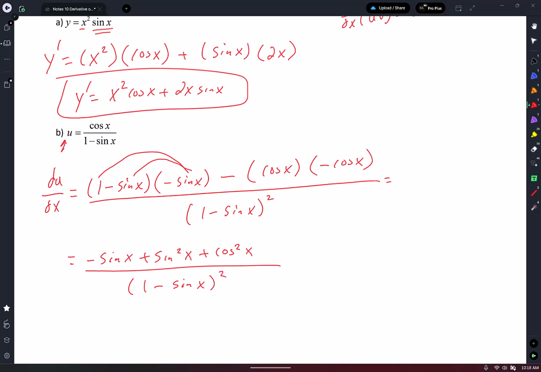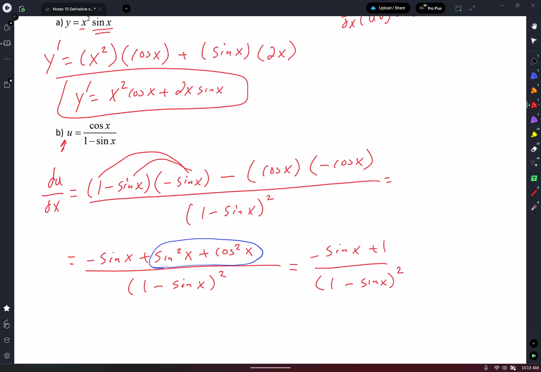Are we still okay? There should be something sticking out that you guys should be saying, like, hey, wait a minute. The Pythagorean formula: sine squared plus cosine squared is equal to 1. So I have negative sine x plus 1 over parenthesis 1 minus sine x close it squared. Is that it? Are we done? Wait, isn't it the same thing? It is the same thing.